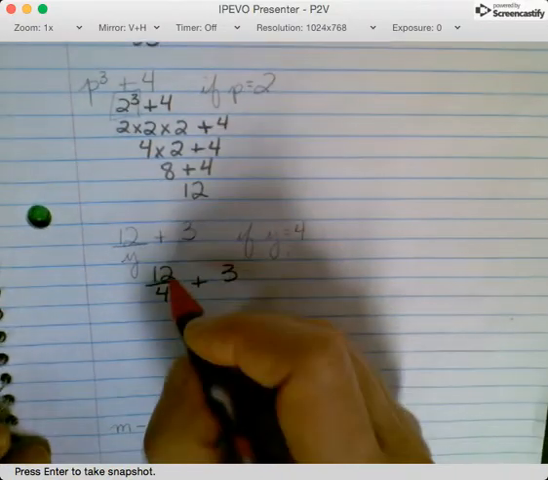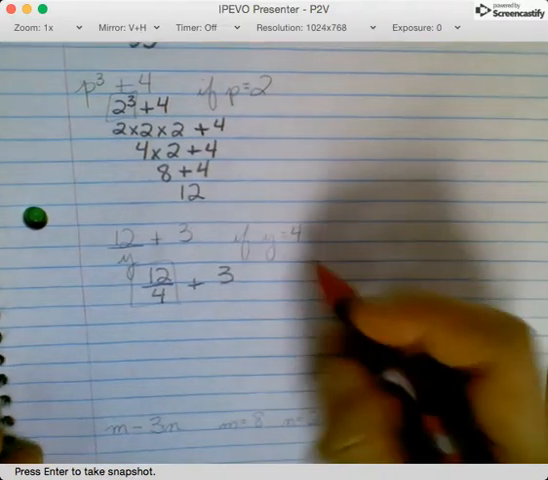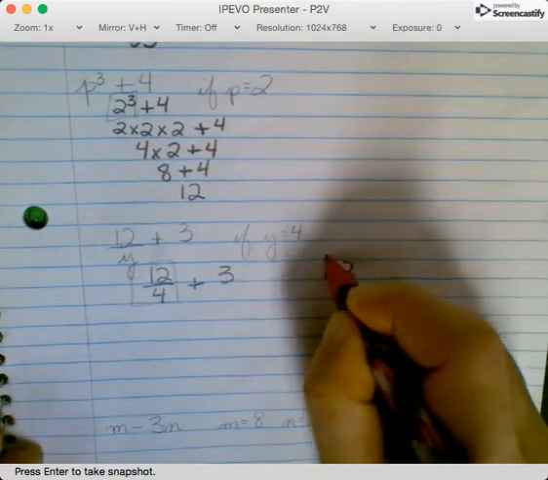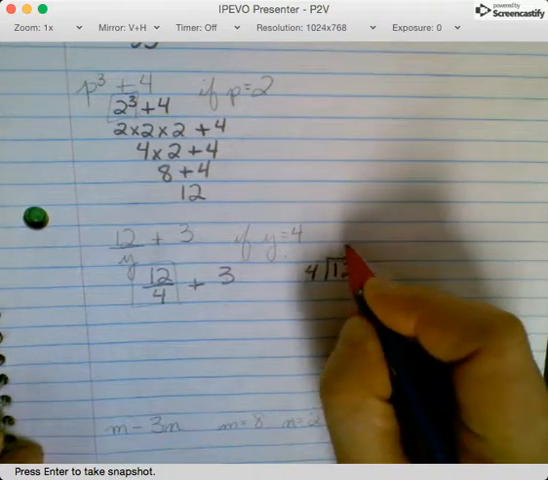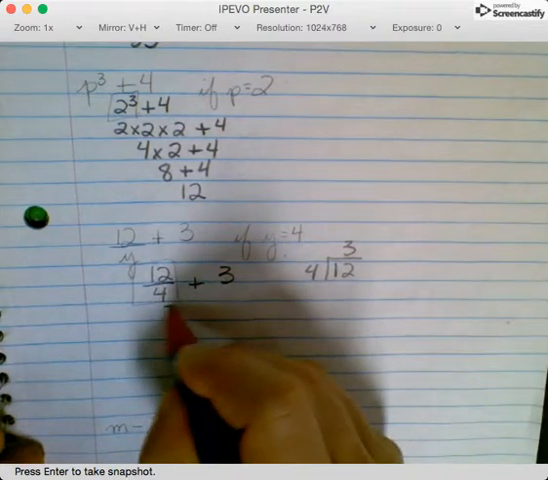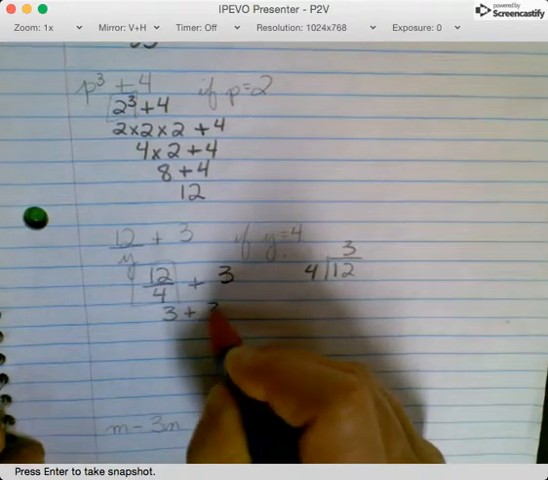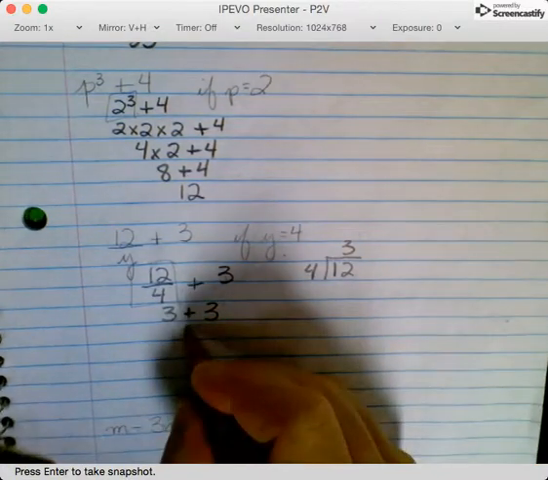So I'm going to go ahead and reduce that, which means if I divide 12 by 4, then I get 3. So instead of writing 12 over 4, I'm going to substitute in 3, and then I add my 3. So 3 plus 3 is 6.